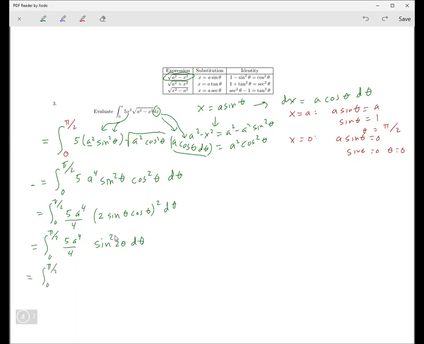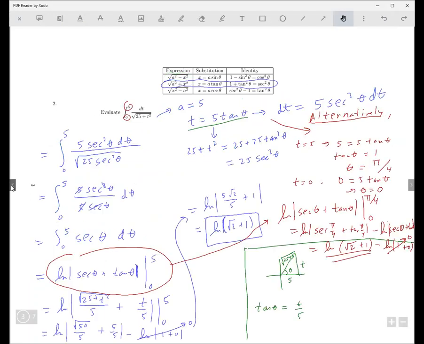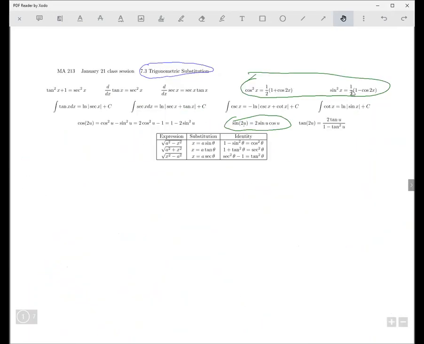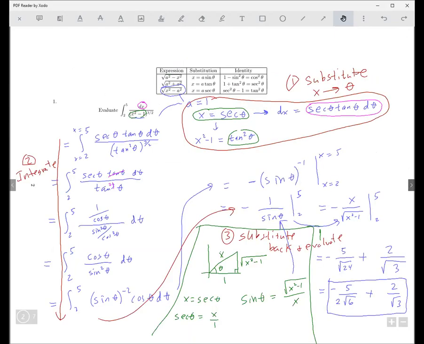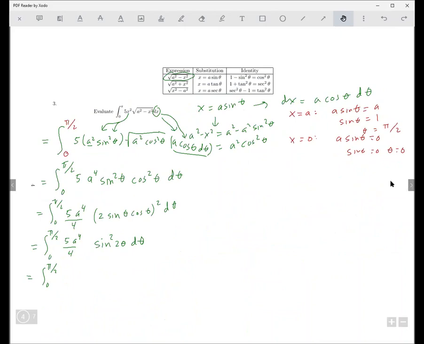Okay, now we still have the same kind of problem because it's squared. But what I'm going to do is use this formula here. Sine squared is 1/2 of 1 minus cosine 2 theta. So this becomes 1/2 of 1 minus cosine 4 theta.